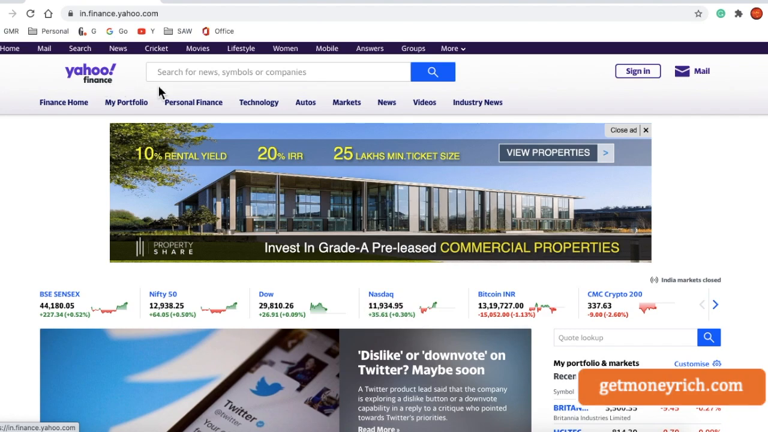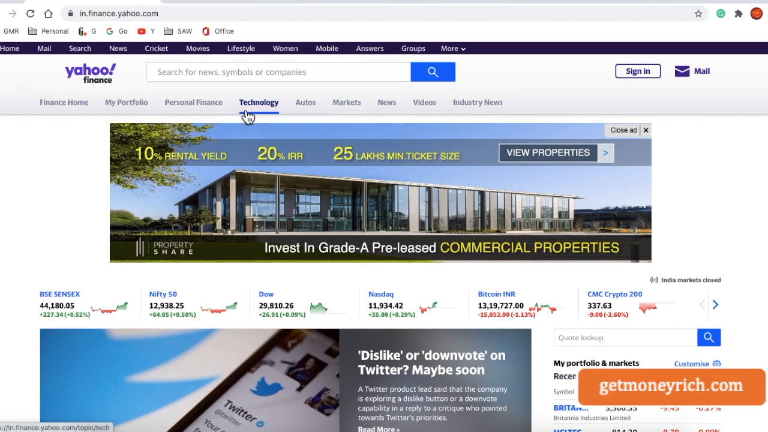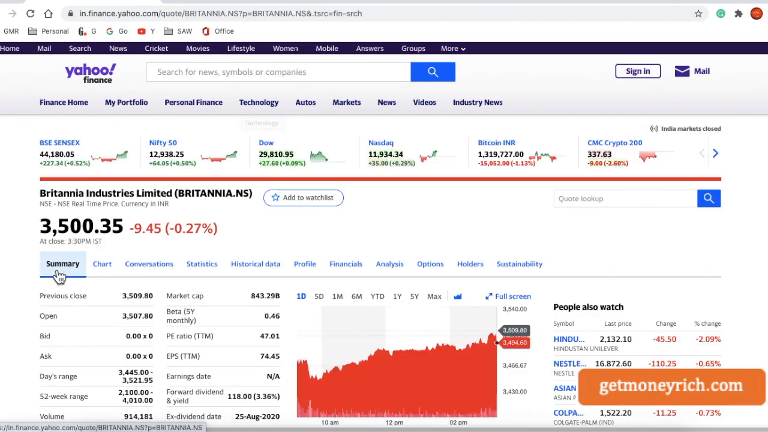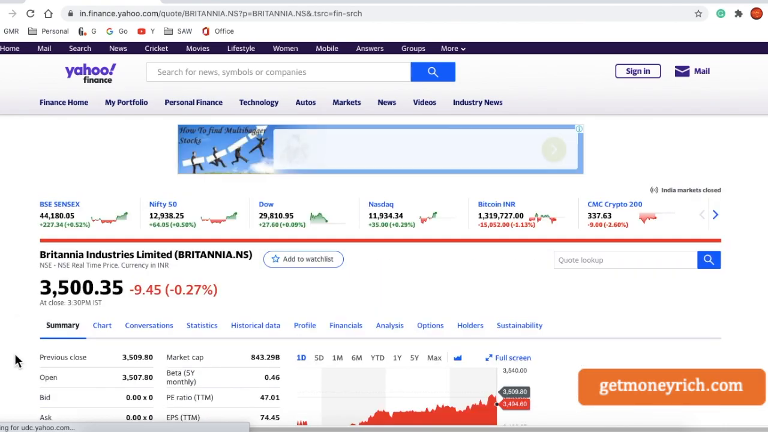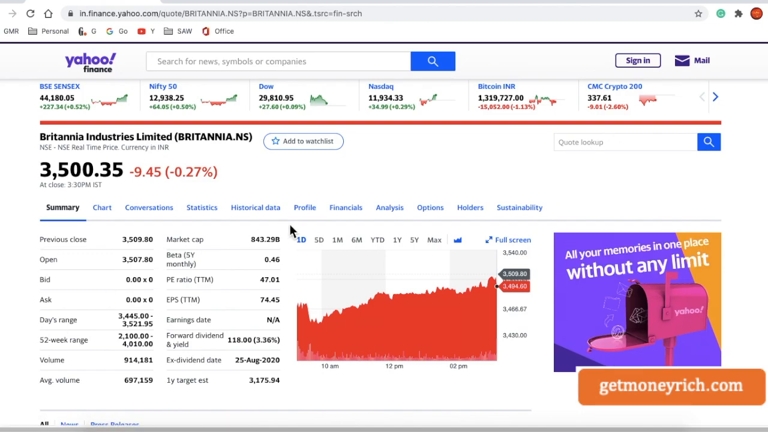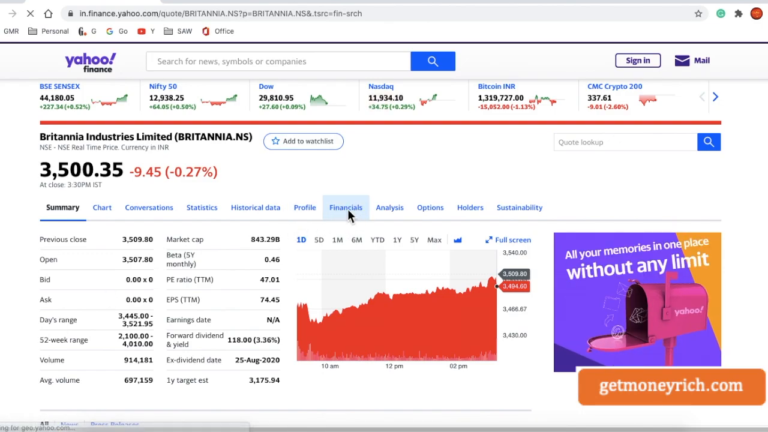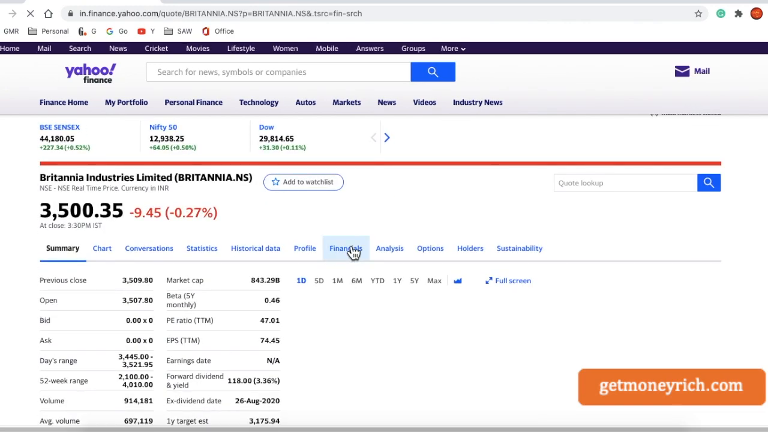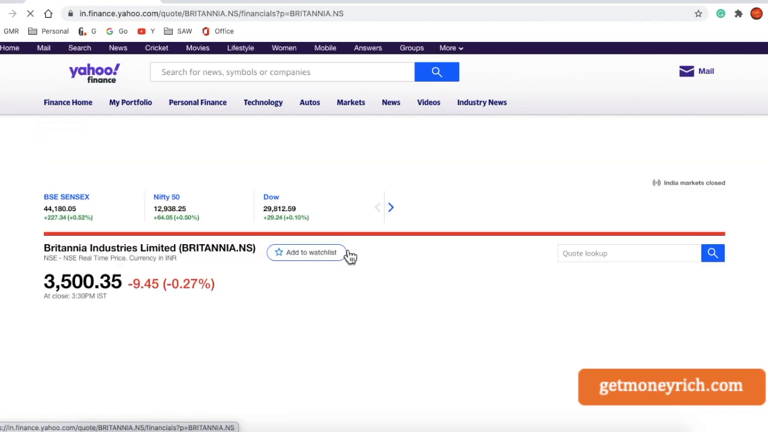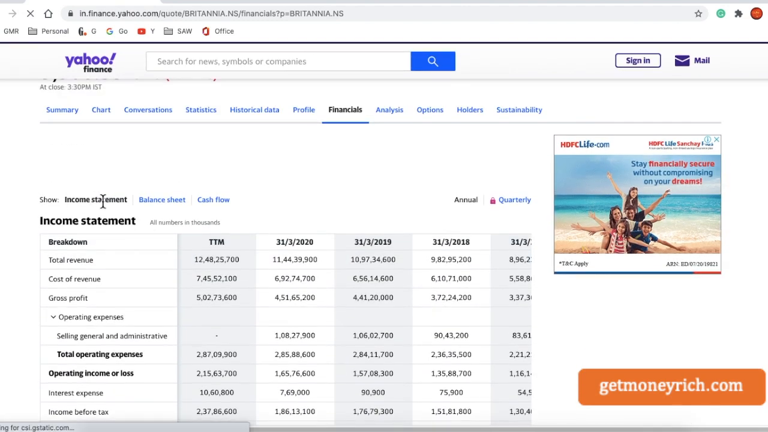I have already opened it in my browser and search for Britannia Industries. You see, open the Britannia Industries page in Yahoo Finance. As soon as the page opens, you will see a financials tab here. Click the financials tab, and once you click the tab, you will see three reports that will open: income statement, balance sheet, and cash flow.